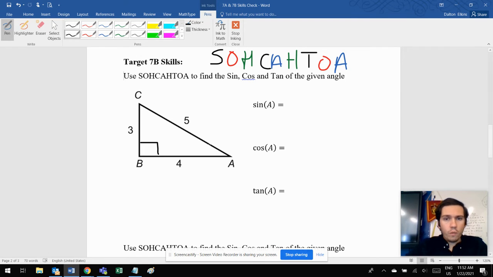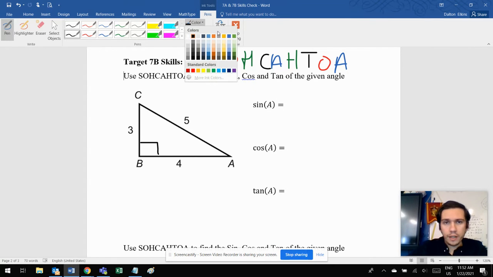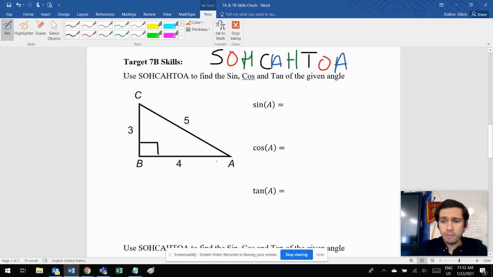Okay, so we want to find the sine of angle A, the cosine of angle A, and the tangent of angle A. Angle A is the common thread there. So let's identify angle A. It's this little wedge corner right here. I'm going to make it look like a pizza slice, and I'm going to mark it in orange. And now I need to label all three sides of the triangle. There are three different sides, and there are specifically three names for them.